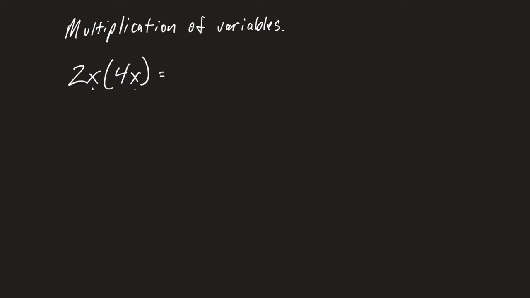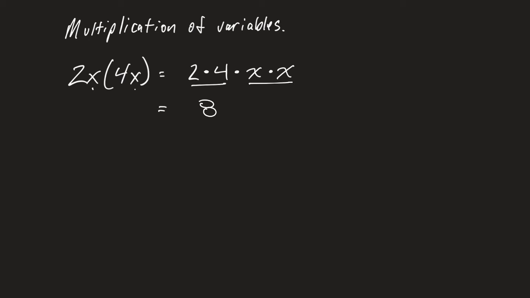So we have a variable here, okay? So I have 2x times 4x. This is really 2 times 4 times x times x. I'll just write it all out. Multiplication order does not matter, it's commutative. So I have the two coefficients, right? 2 and 4. I multiply them together and I get 8.